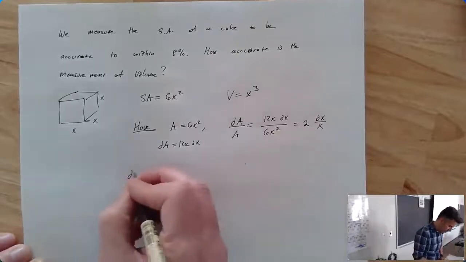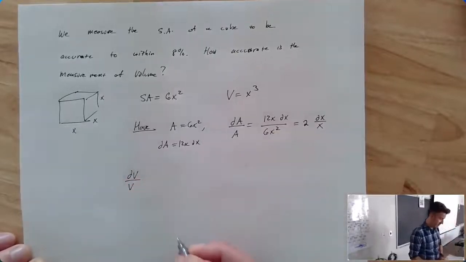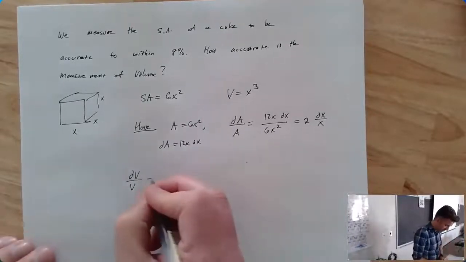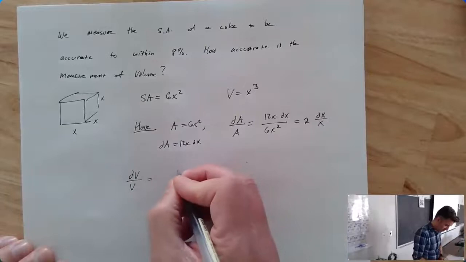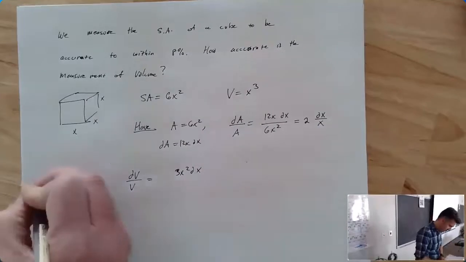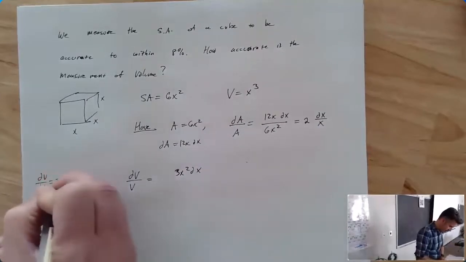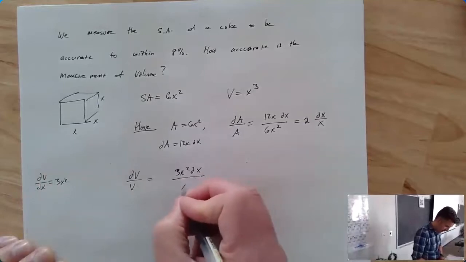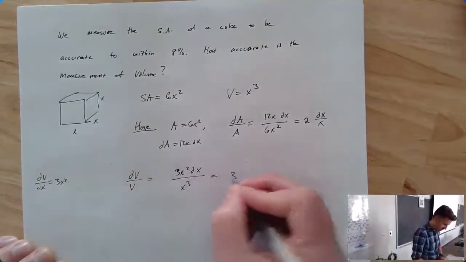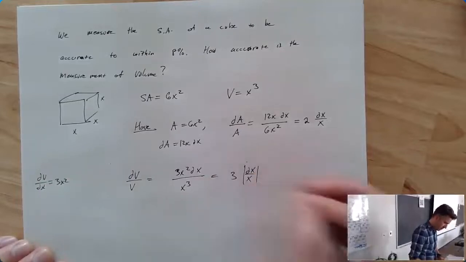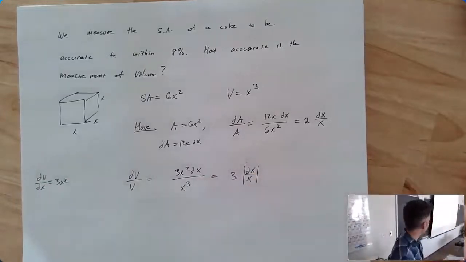So you could do the following. You say, well, I'm trying to find dV over V, right? Because that's what they're asked for. How accurate is the measurement of volume? So that's going to be dV, which is 3x squared dx, right? Yeah, dV dx is 3x squared. So dV over V is 3x squared dx over x cubed, which is 3 dx over x. So now what do I do?